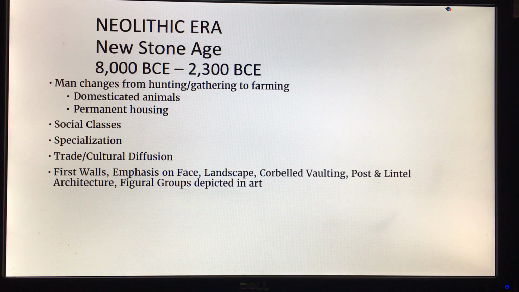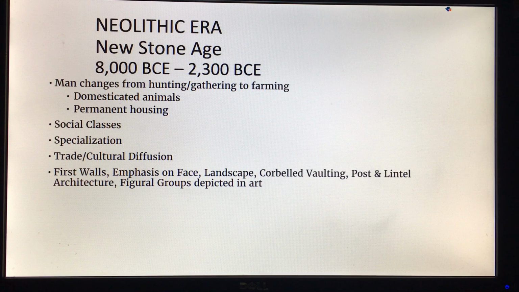Probably there was always an upper class before, or at least a chief, but more sophisticated divisions, quote unquote, of social classes. People specializing in particular skills, right? That guy's good for pots. That lady over there is good for fabric. We see different cultures trading, and different groups trading with each other, sharing different ideas. So we have the exchange of culture through trade. And then we have also the first walls being made.